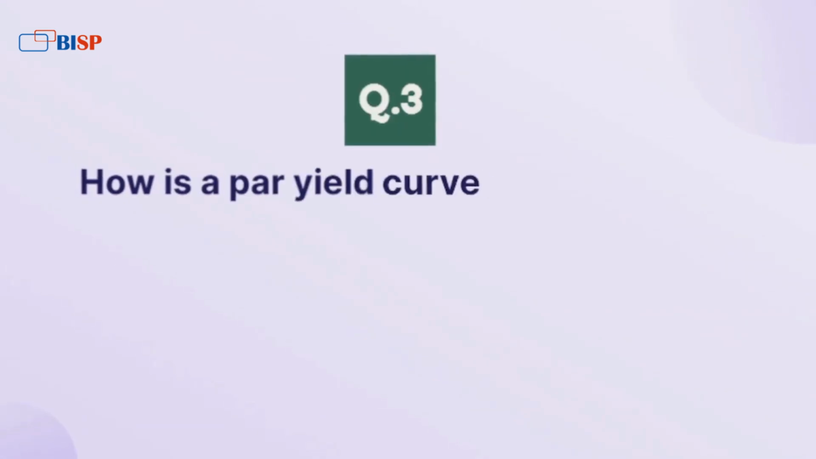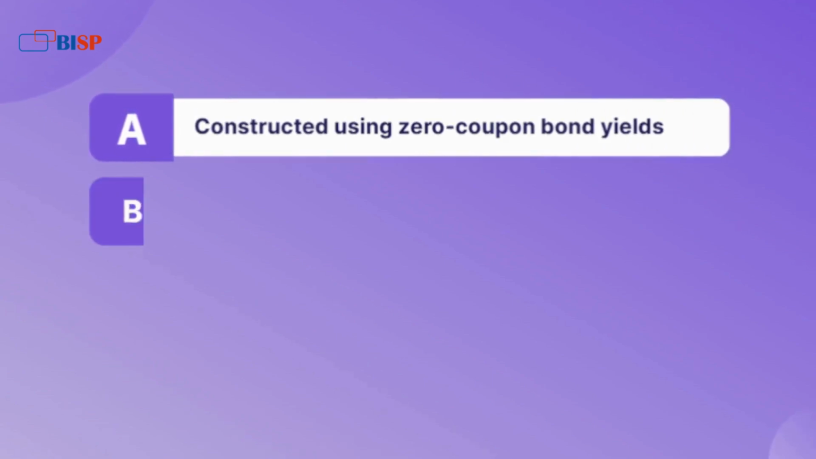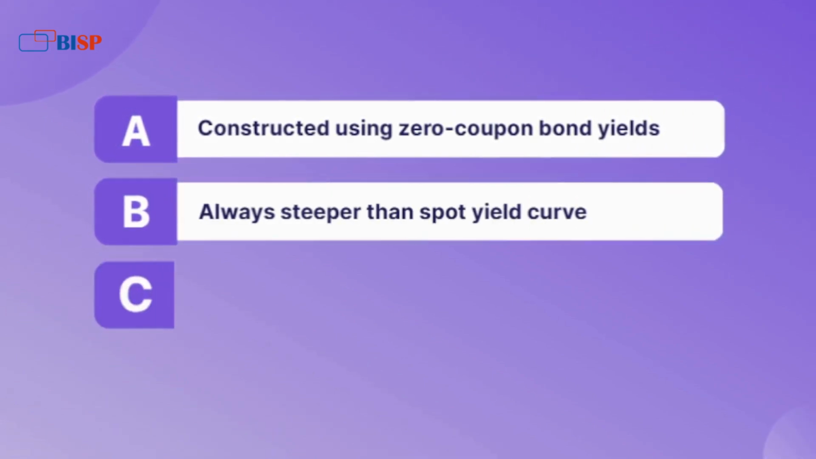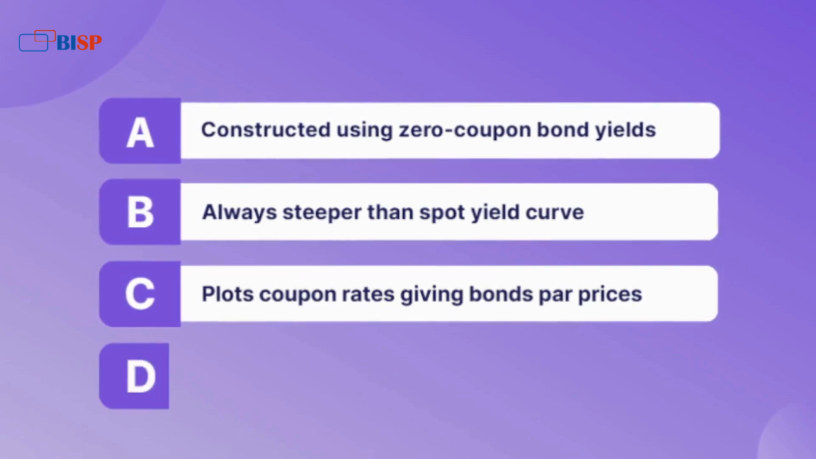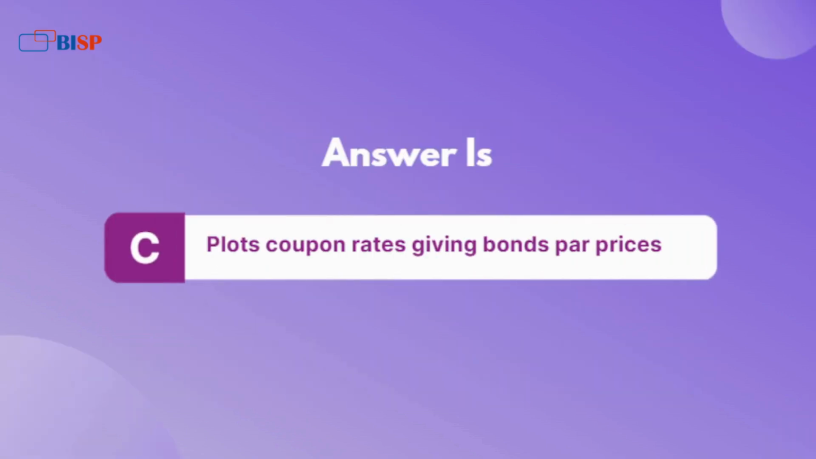How is a par yield curve best described? A. Constructed using zero coupon bond yields. B. Always steeper than spot yield curve. C. Plots coupon rates giving bonds par prices. D. All of the above. Answer is C. Plots coupon rates giving bonds par prices.